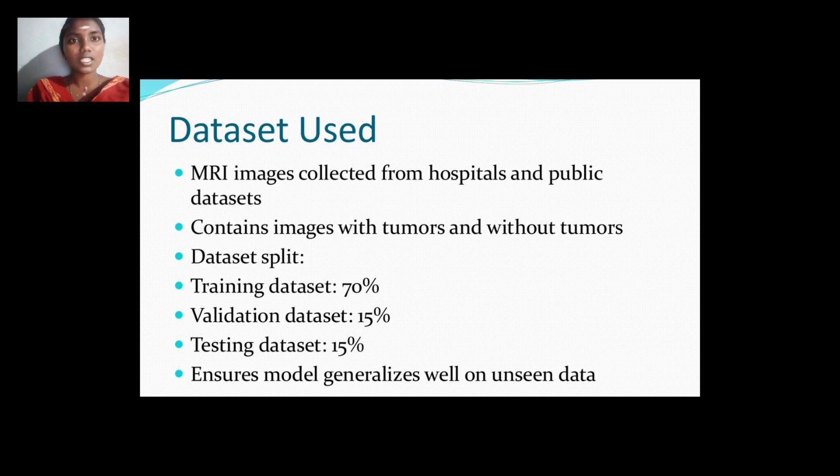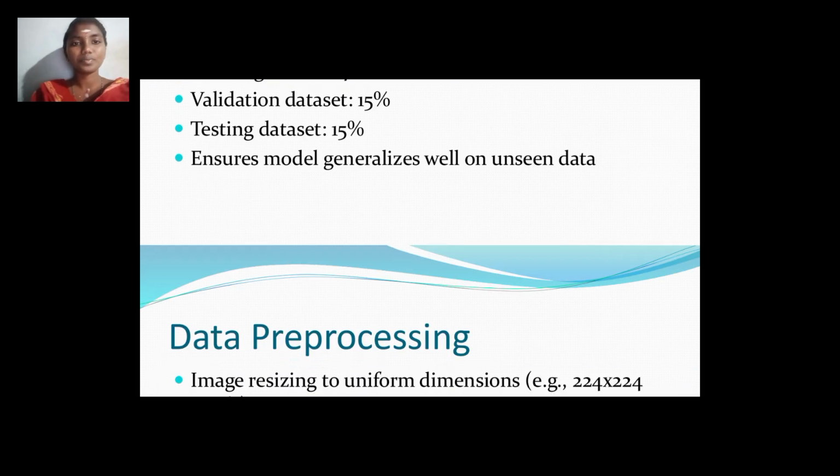One is the training dataset, which has 70%, the validation dataset, which has 50%, and the testing dataset, which has 50%. It ensures the model generalizes well on unseen data.